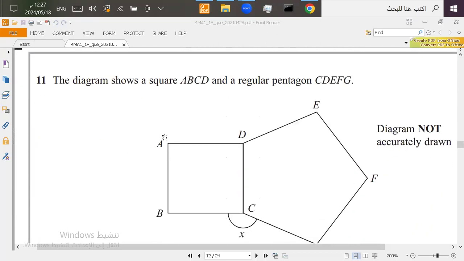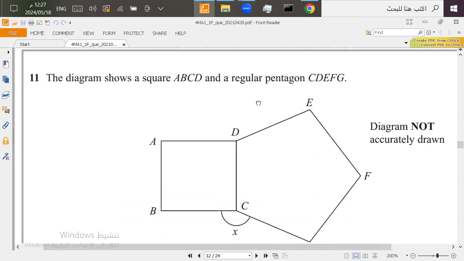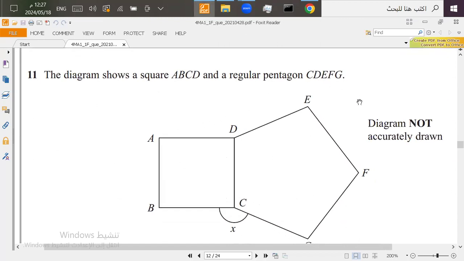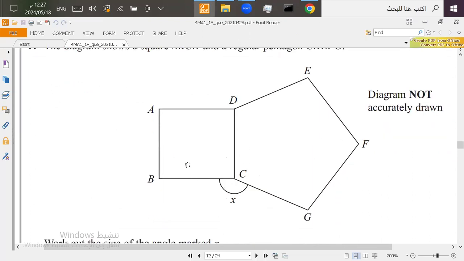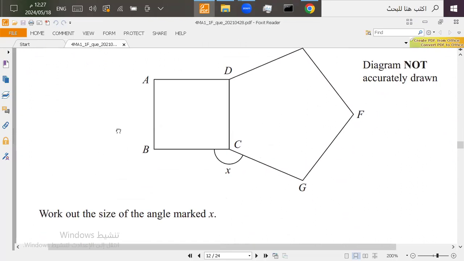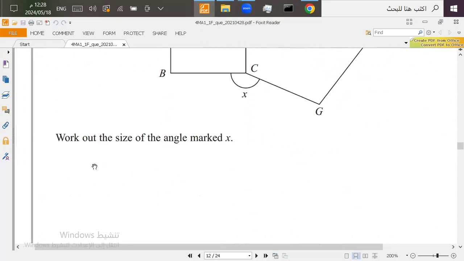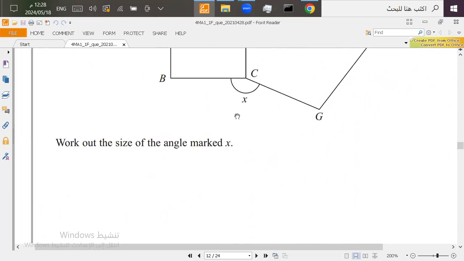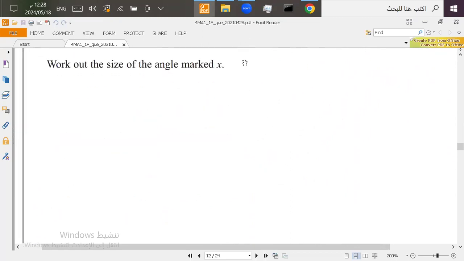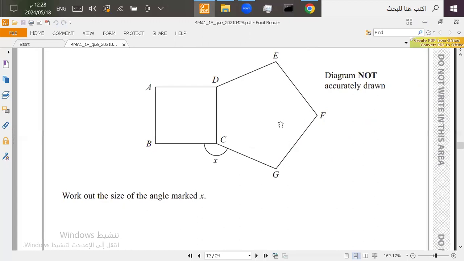Question 11. The diagram shows a square ABCD and a regular pentagon, which is CDEFG. This is the square, and this is the pentagon. The square has 4 sides. The pentagon has 5 sides. Now, first thing, let's take a look at the question. Work out the size of the angle marked X. This angle, X. Now, let's do it here.